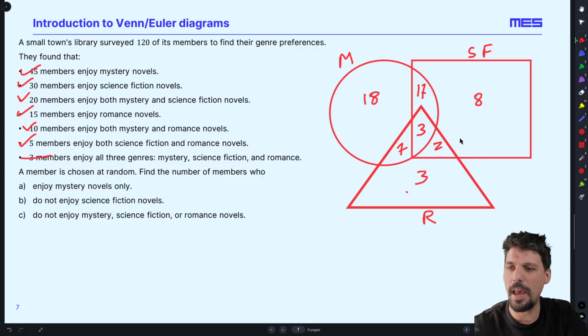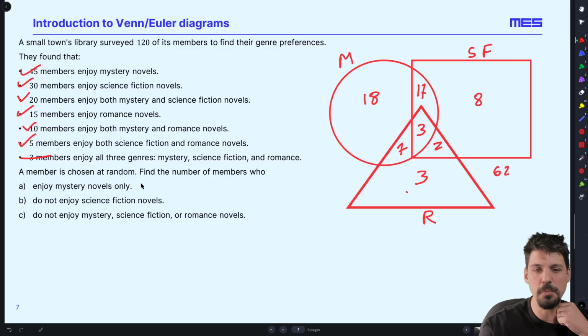And now we can see how many people we've included altogether. 18 plus 17 is 35, plus 5 is 40, plus 10 is 50, 58. Have we got everything we needed here? 18, 35, 40, 50, 58. So that means there will be 62 members that don't like any of those.